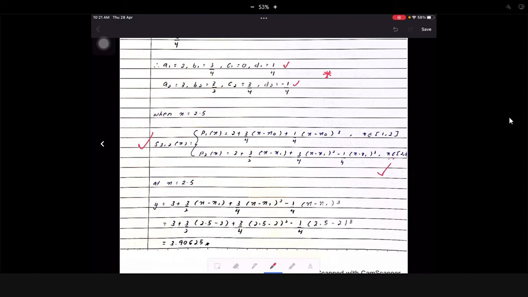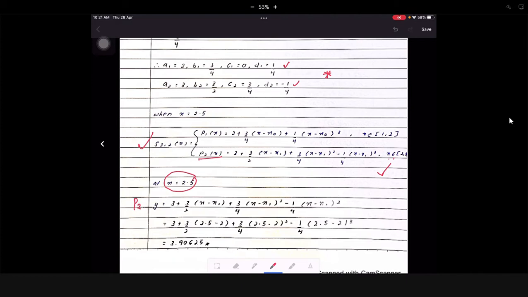And then soalan seterusnya, dia suruh cari the value when x is equal to 2.5. So ramai juga tak buat yang tu. Dia stop sampai dekat find the parameter sahaja. So yang ni, kat sini kita kena check the value of 2.5 tu sama ada nak guna P1 atau P2. So kat sini berhati-hati supaya kita tak mengambil polynomial yang salah lah. So polynomial for each interval tu berlainan. Okay, so yang ni kita akan ambil P2(x) lah.